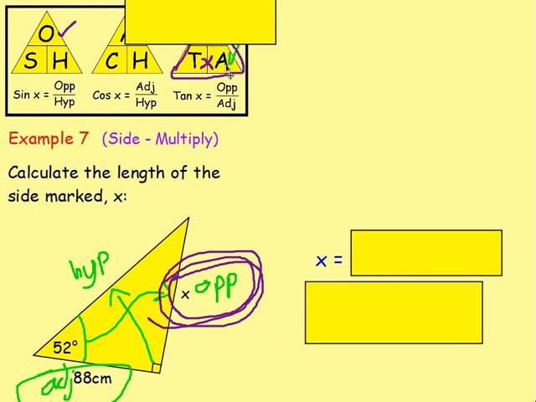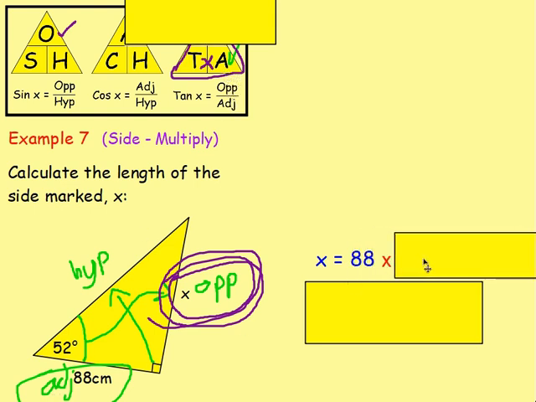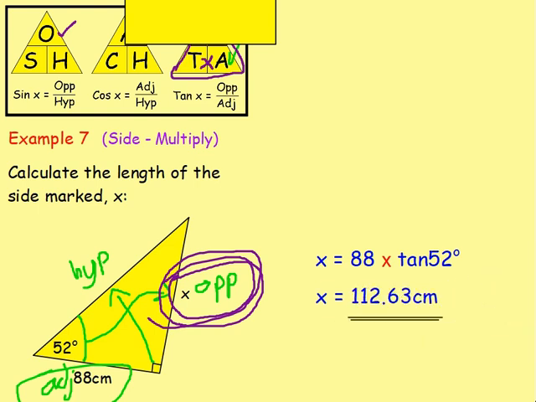But remember, put it in backwards. So the adjacent is 88, and we multiply it by tan of the angle. And the angle is, good, it's 52 degrees. So it's 88 times by tan 52. If you put that into the calculator, you get 112.63 centimeters, and that will be the length of our opposite.